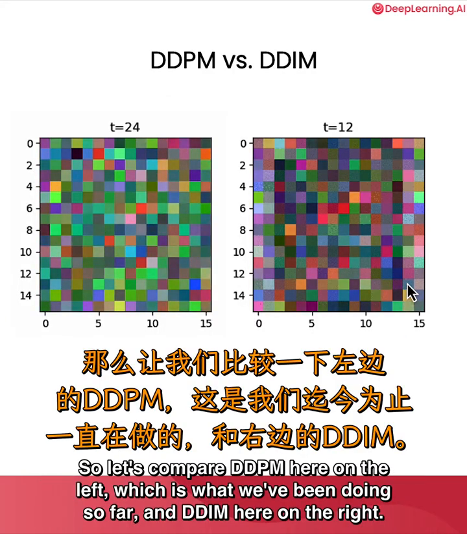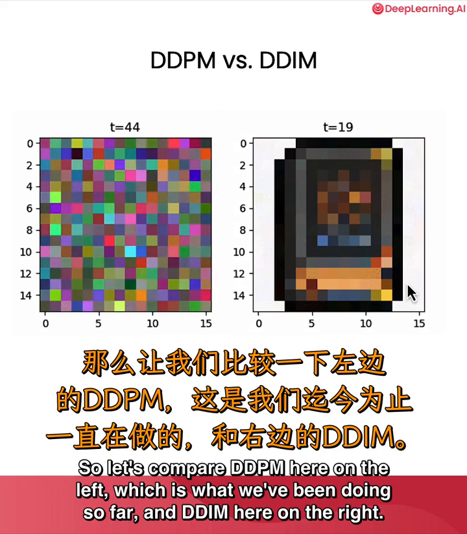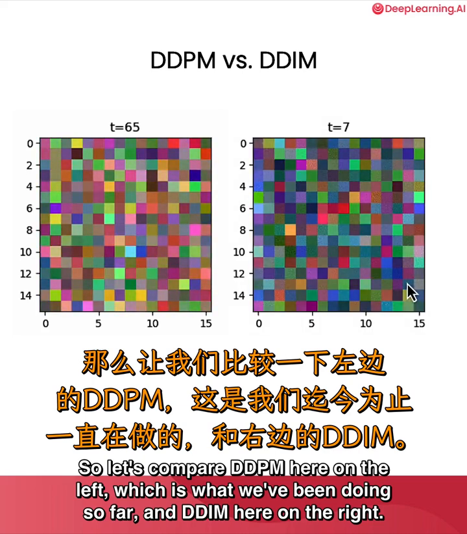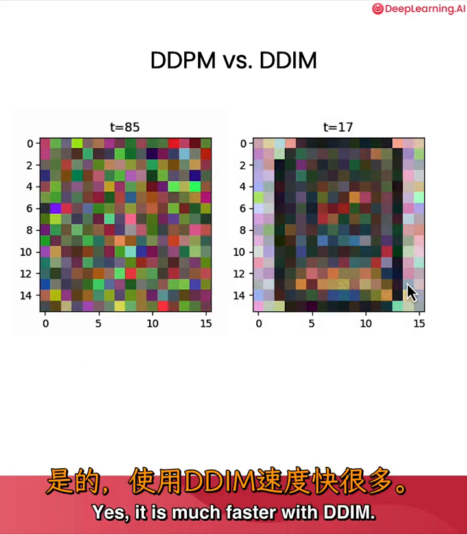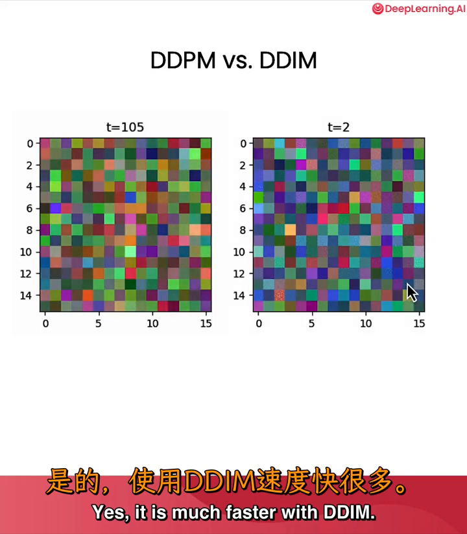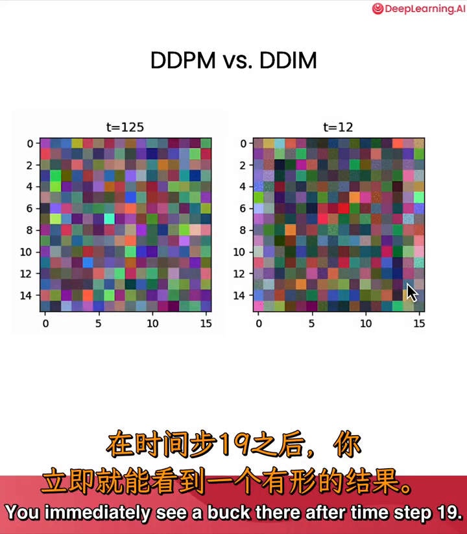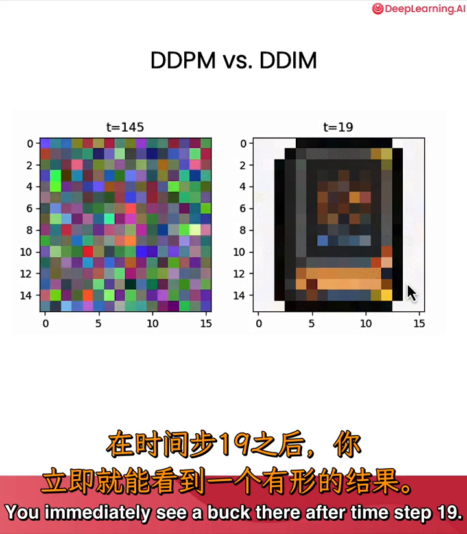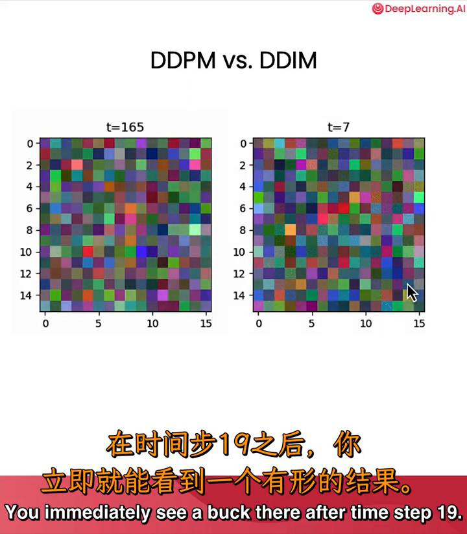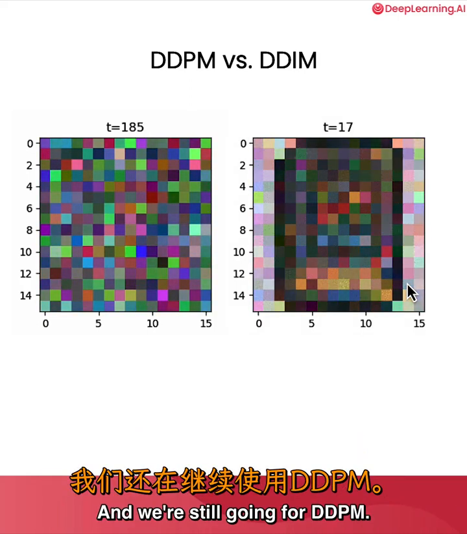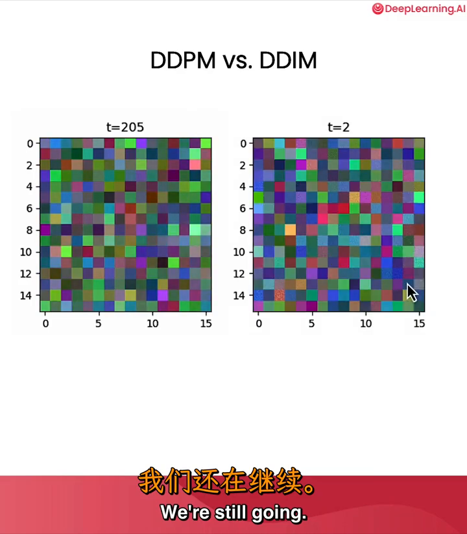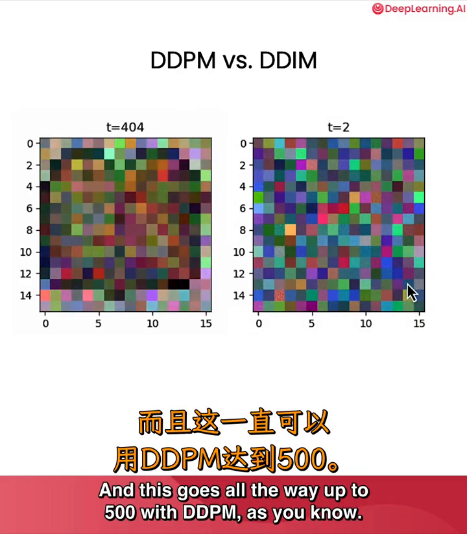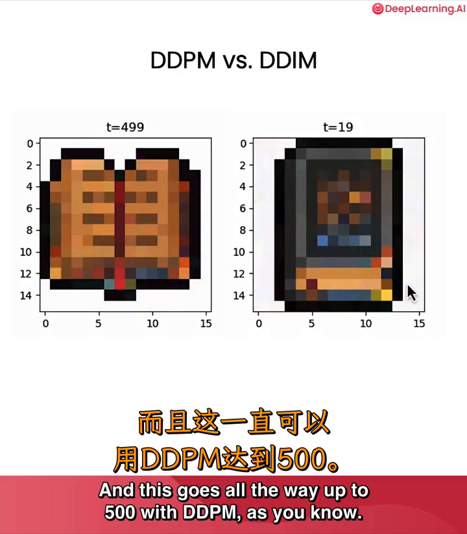So let's compare DDPM here on the left, which is what we've been doing so far, and DDIM here on the right. Yes, it is much faster with DDIM. You immediately see a book there after time step 19. And we're still going for DDPM. We're still going. And this goes all the way up to 500 with DDPM, as you know.